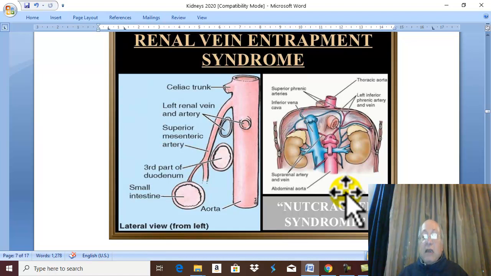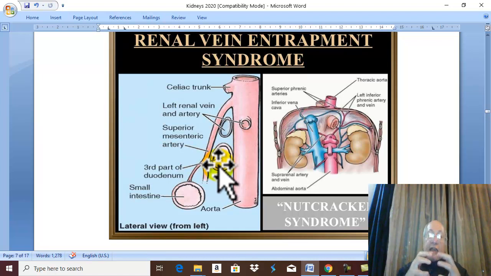Varicose veins in the pampiniform plexus, which drains the left testis in the scrotum. Varicose veins in the left side of the scrotum is called the left varicocele. And the condition may be associated with nausea and vomiting. Why? Due to compression of the third part of the duodenum, leading to distension of the proximal part of the duodenum, leading to nausea and vomiting.